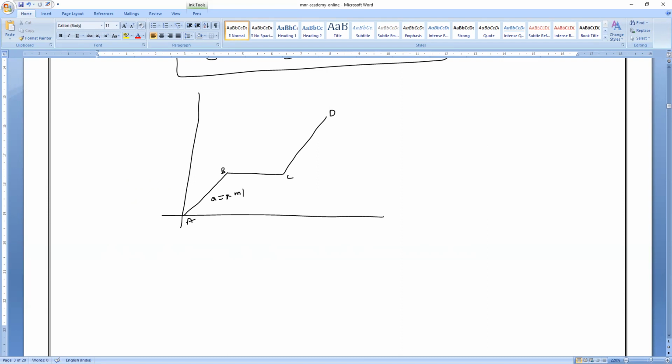From A to B, acceleration is some x meter per second square. From C to D also, acceleration definitely will be some y meter per second square. Then can you tell me B to C, what is the acceleration? Zero acceleration. Why? Because it is parallel to the x-axis. Means the body is traveling with constant velocity. Very good. Constant velocity means acceleration is zero.